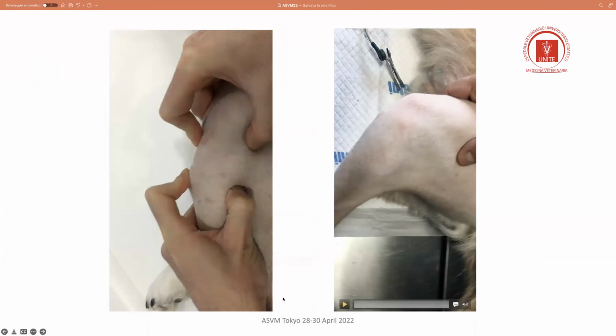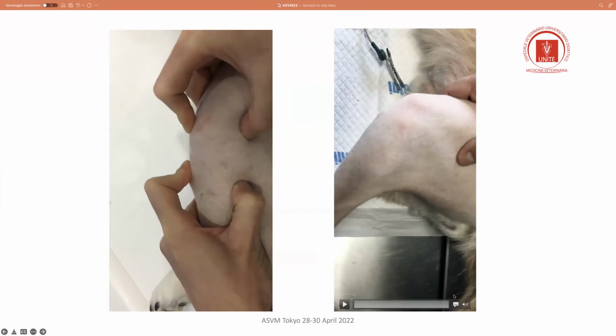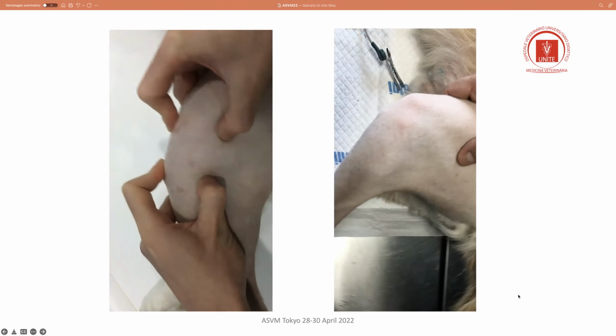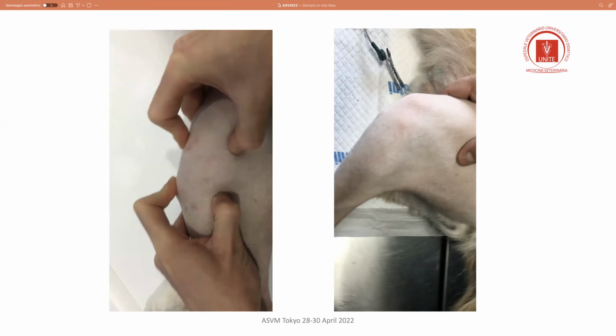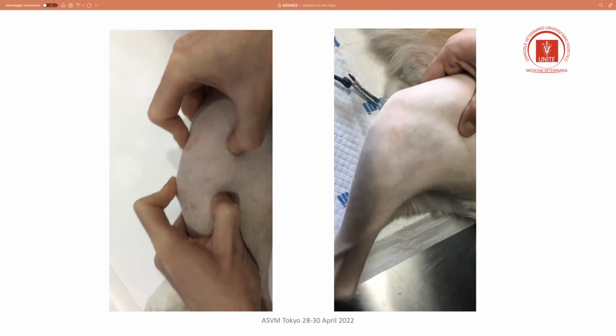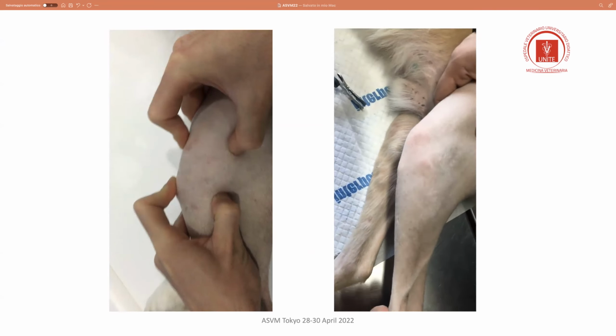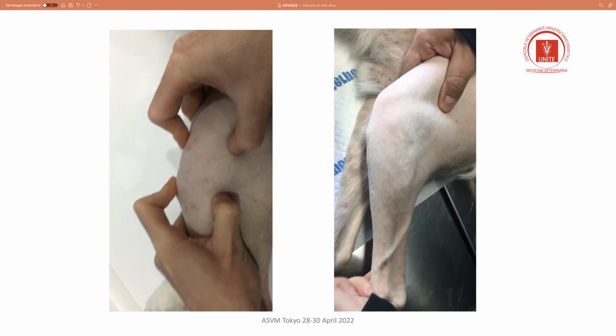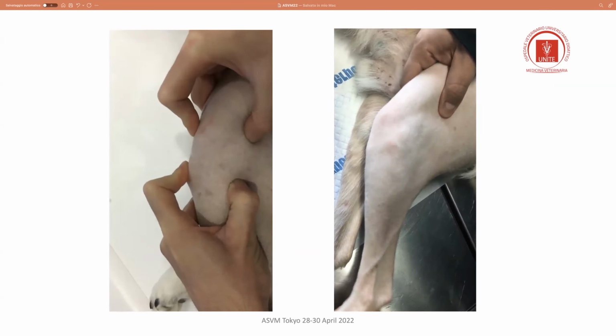In this short video, you can see on the left a dog with evidence of a positive cranial drawer test that is achieved by pushing the tibia cranially. And in the tibial compression test, we can see that by flexing the hock, we can easily appreciate a cranial displacement of the tibia that is related to the cruciate disease.